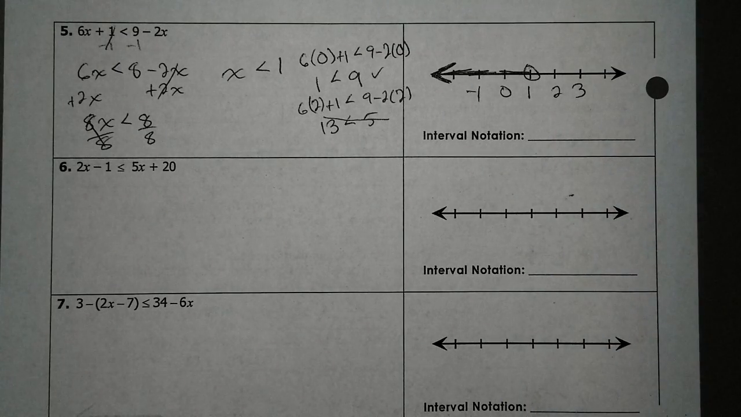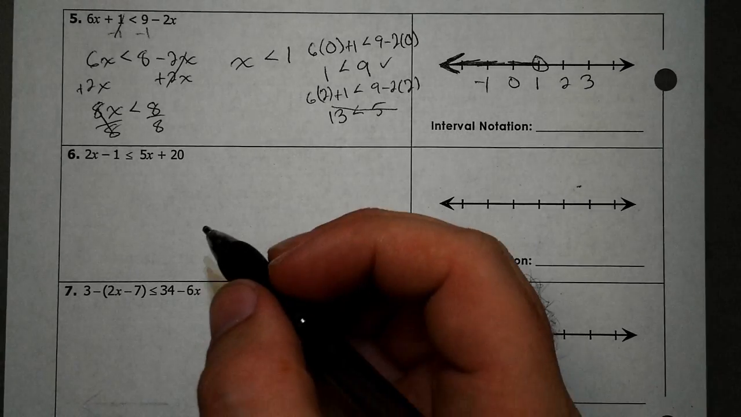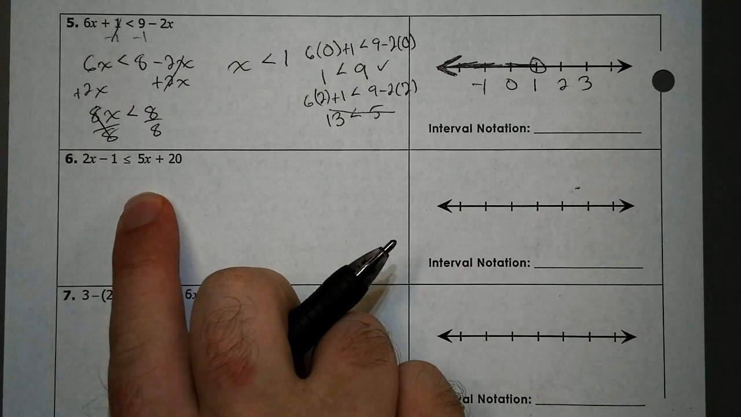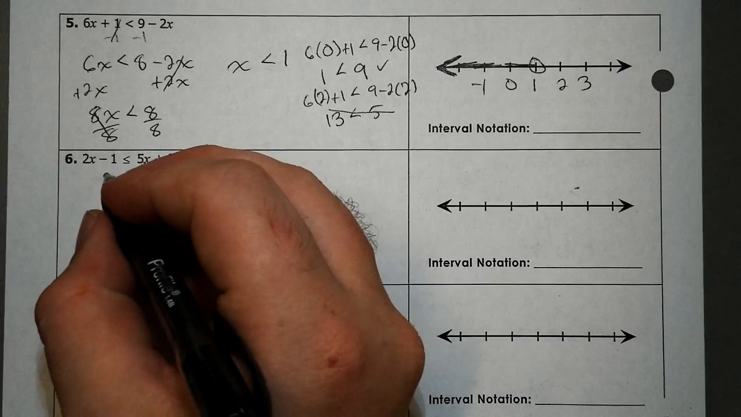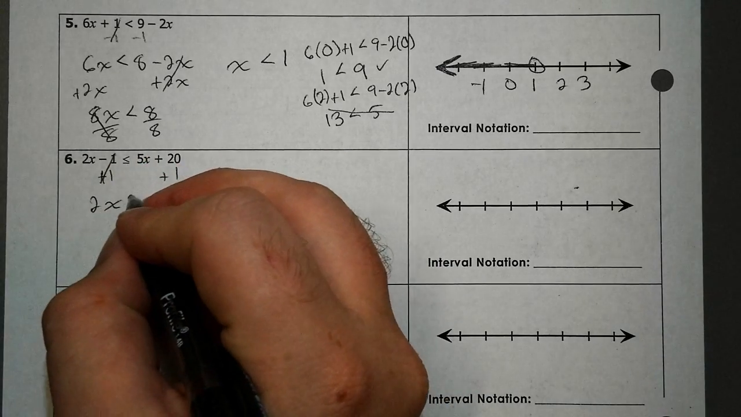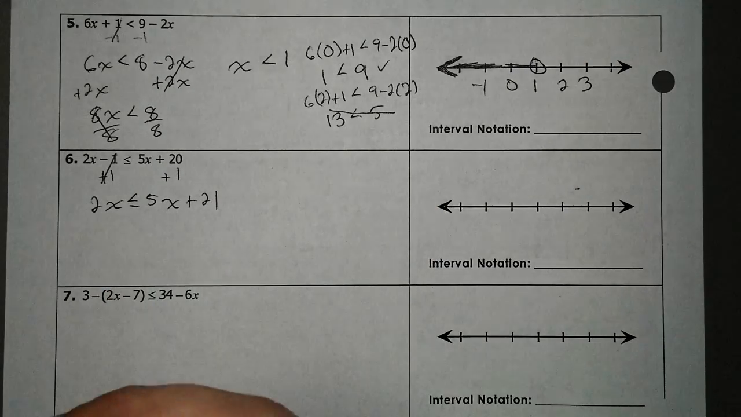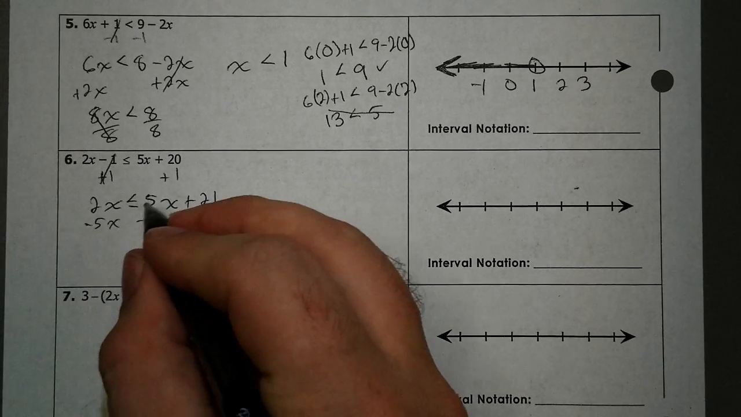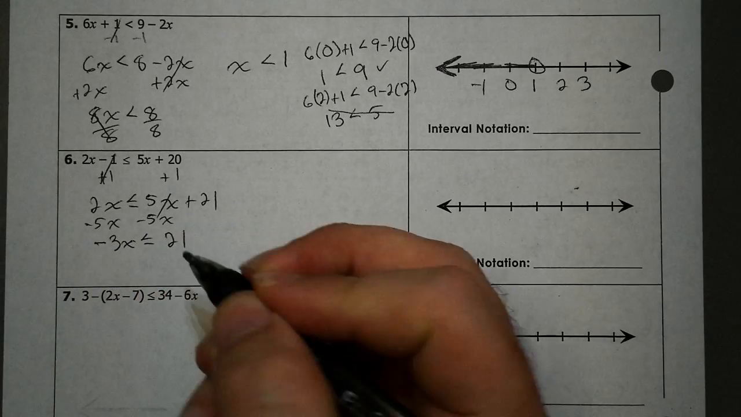Alright, let's move on to the next one. I'm going to solve this just the same way. No distribute, no like terms there, no like terms there. So move on to my numbers. Move my number to the right. So I've got 2x less than or equal to 5x plus 21. Now, move my x's to the other side. Subtract 5x minus 5x. I get negative 3x is less than or equal to 21.